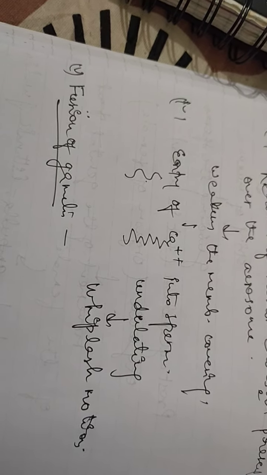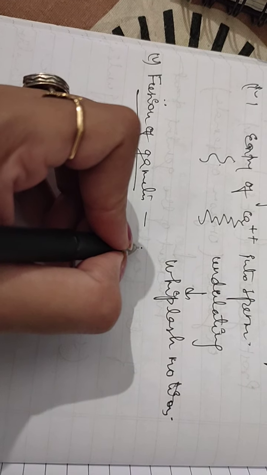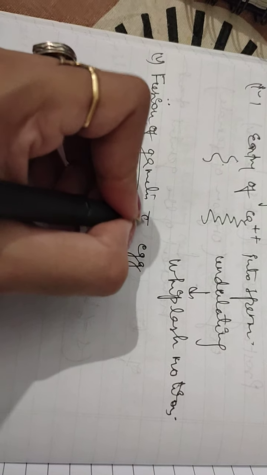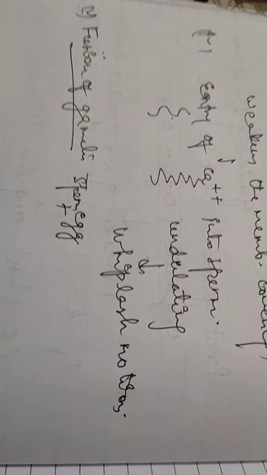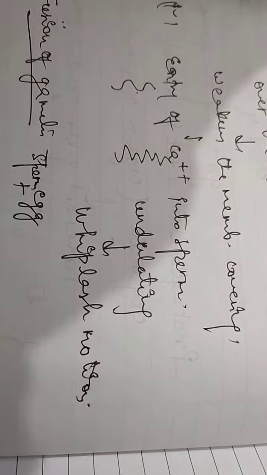A sperm which has reached the ampullary isthmic junction, part of the fallopian tube or oviduct, comes in contact with the egg or ovum. Once the sperm and egg meet, various events occur.